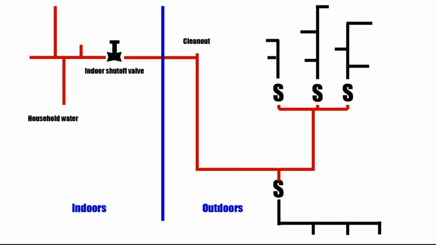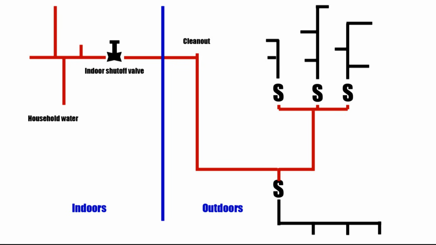Now I want you to notice the red piping. The red piping is pressurized 24/7. 24 hours a day, that red line is pressurized. The S's connote solenoid valves, and beyond the S's are the individual zones subserved by those solenoid valves.